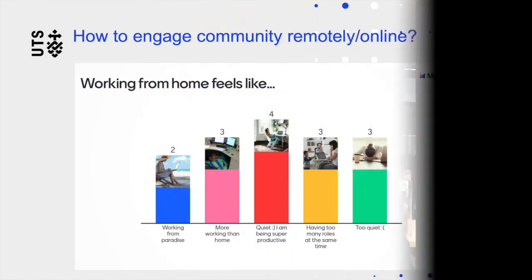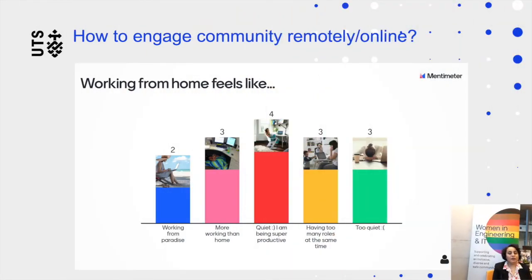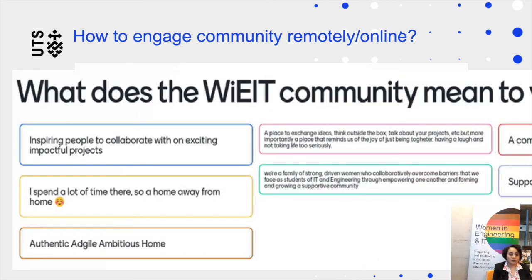When we asked our community what it felt like to them working from home, this is what they said. Some were quite happy, but many were not. They felt alone, they felt stressed, anxious, and they were overworking. In times like this, they said that our community meant a lot to them, and these are the things that our community stood for to them. So, how can one create a community or good community interaction at times of remote working and online working? These are the things that I'm going to share with you next.